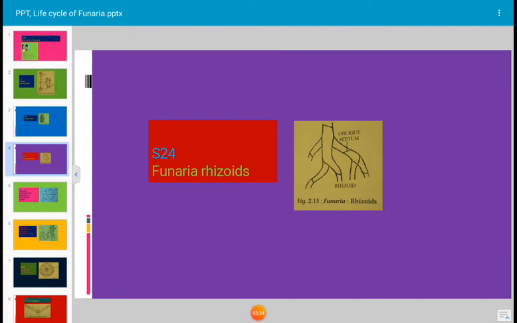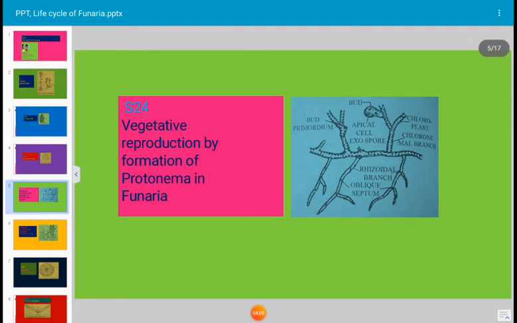Let us see the stem of Funaria. It is also called cauloid. The stem axis is erect and sparingly branched. The branches are never axillary but are extra-axillary or lateral. On the cauloids are present a number of green appendages which we call leaves. Next slide. This is the protonema of Funaria.